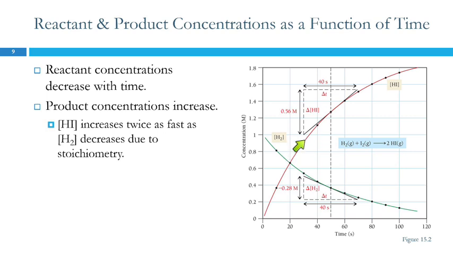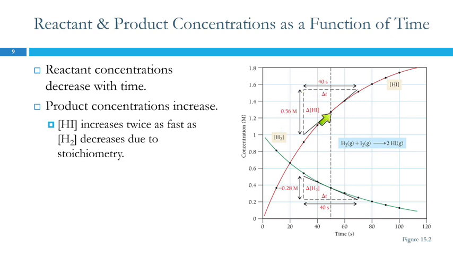This product concentration is increasing twice as fast as the hydrogen is decreasing. And that's because of the stoichiometry of the chemical reaction. We could look at the rate of the reaction by looking at the slope of this line. Now it's not a linear function, it's a curve. So the rate is continually changing, but at any given point in time, we could find the slope by drawing a tangent to the line and looking at the rise over the run. So the change in the concentration divided by the change in time.